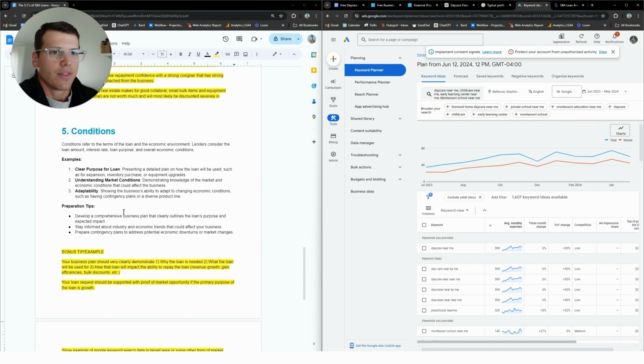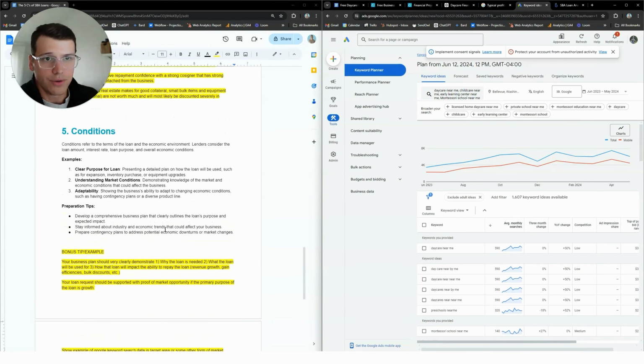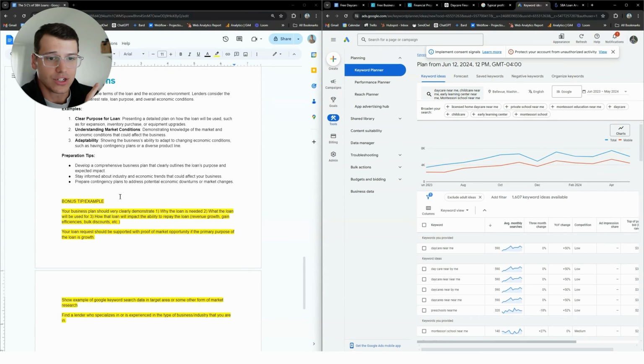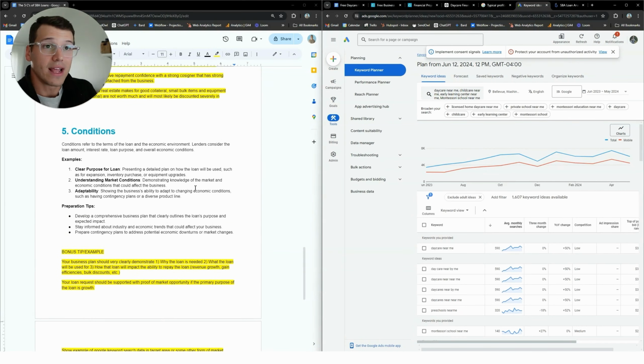So that brings us to the end. One last thing I'll show you is a bonus tip for conditions: sometimes it's about finding the right lender for your type of industry. Not every lender likes to loan to every type of business. So sometimes they have specialties. Sometimes they have certain portfolio weights they're trying to balance. Sometimes they just don't have a strong skill set in a specific type of loan.